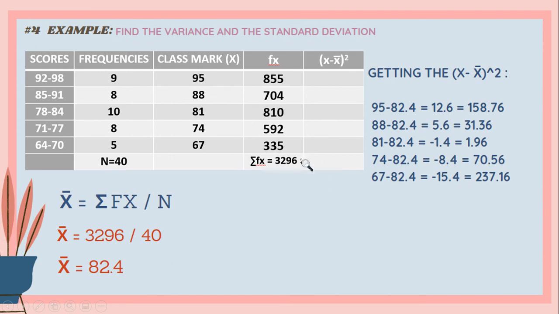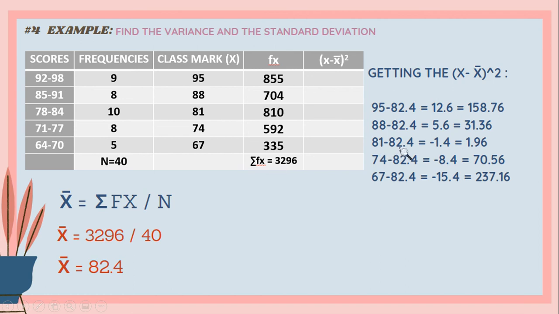So after solving for the mean, we are now going to solve for x minus mean squared. So just remember, you just need to subtract the class mark and the mean, and then square your answer to get your answer for this column. So 95 minus 82.4 is equals to 12.6, and then square your answer to get 158.76. And then next, 88 minus 82.4 is equals to 5.6, and then square it, so it will be 31.36.